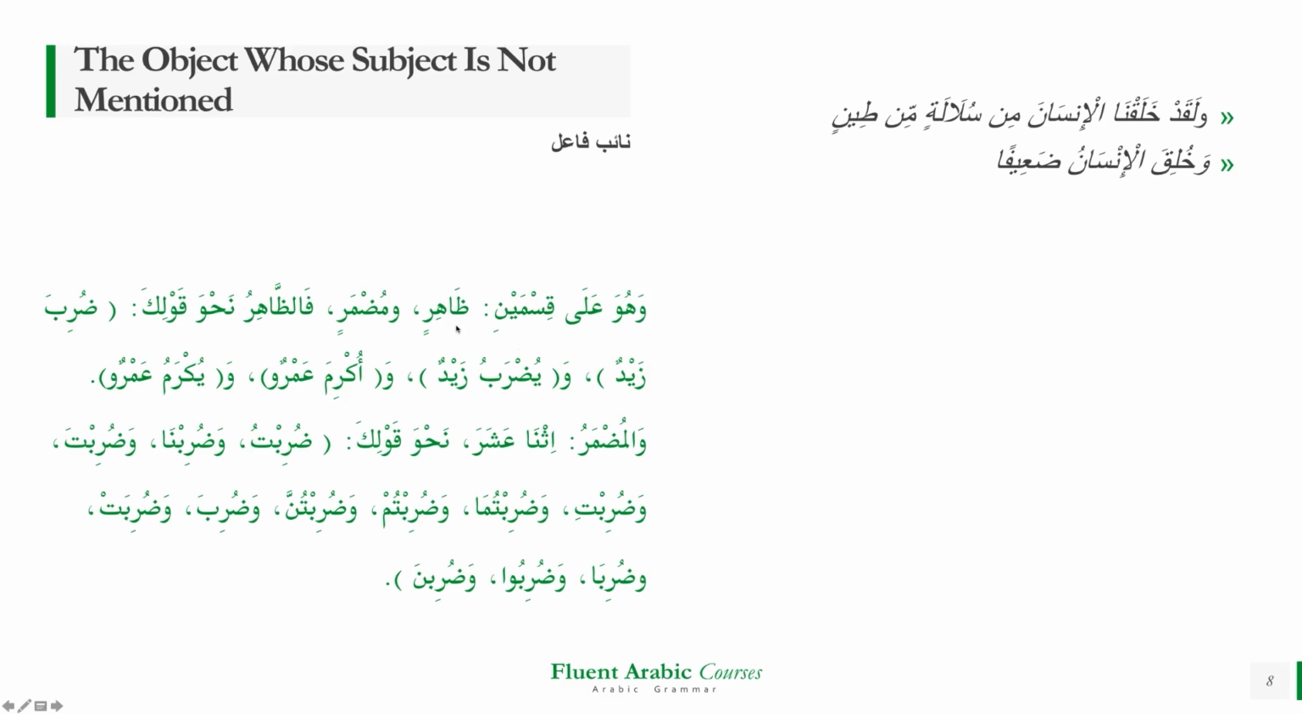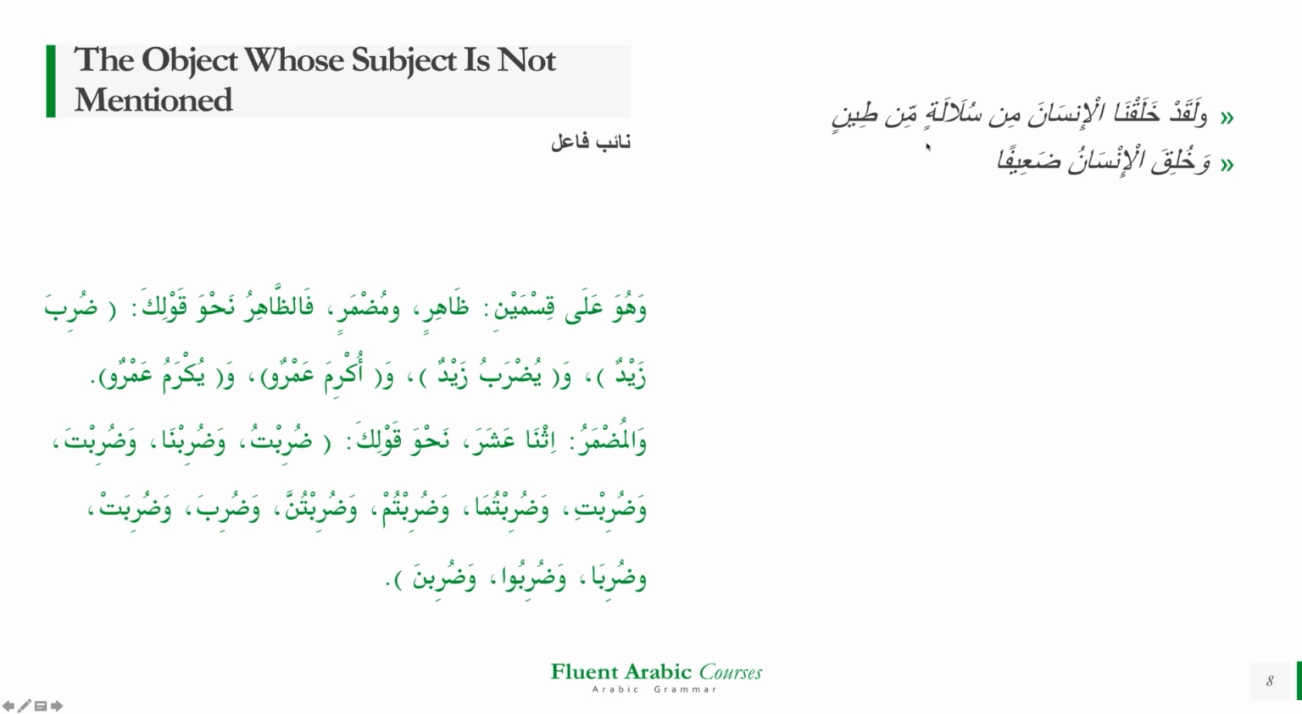What is meant by mudmar? Mudmar is when the na'ib fa'il takes the form of a pronoun. So it is duribtu wa duribna وضربت. All these 12 forms Ibn Ajrum mentions. So in the section of the fa'il, it was ضربت وضربنا وضربت. Here we change the verb into passive voice. So it is ضربت وضربنا وضربت وضربتِ and so on.